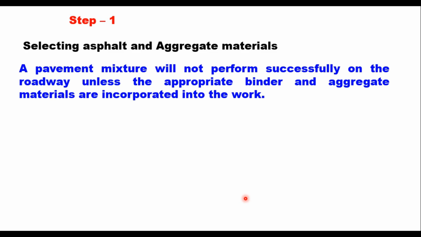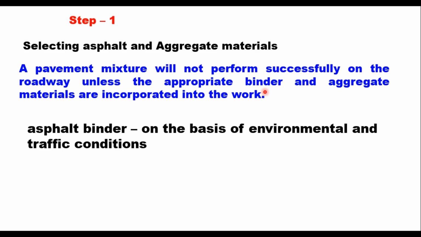So the first step is selecting asphalt and aggregate materials. A pavement mixture will not perform successfully on the roadway unless the appropriate binder and aggregate materials are incorporated into the work. Asphalt binder is selected based on environmental and traffic conditions, and this can be done using the procedures described in different IRC codes, MORTH specifications, or Asphalt Institute publication MS-26. The grade of the asphalt binder to be incorporated into the design is usually specified in the contract document.